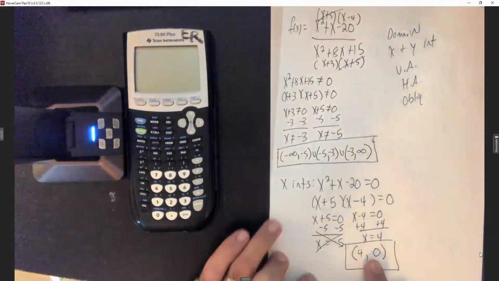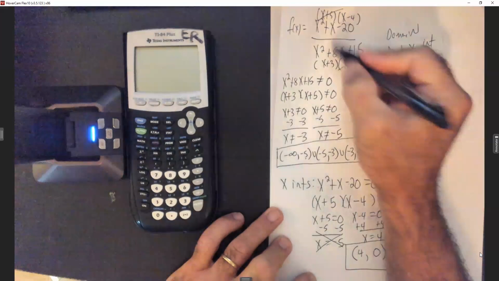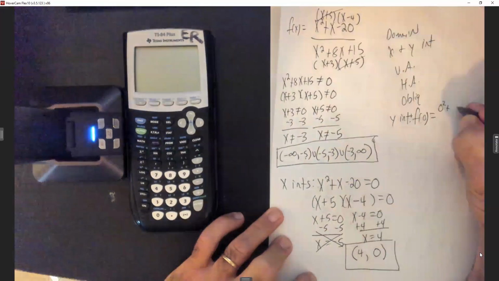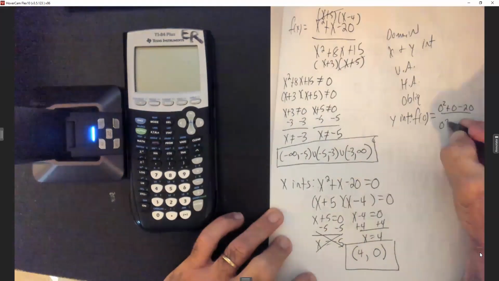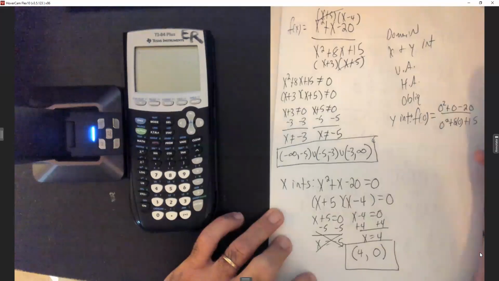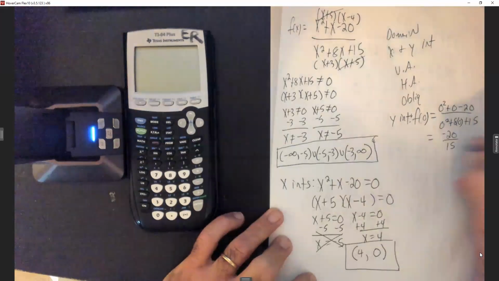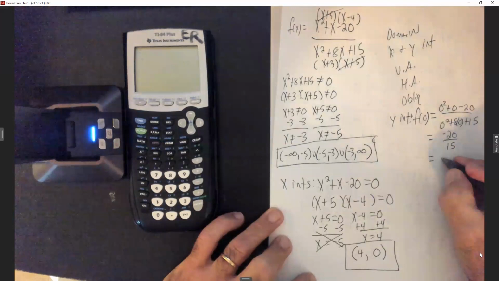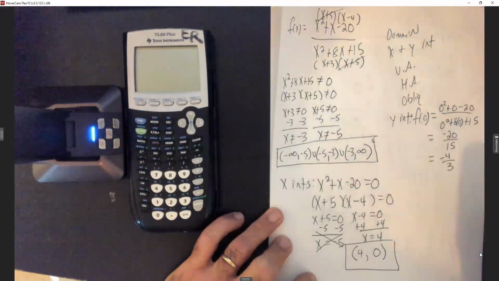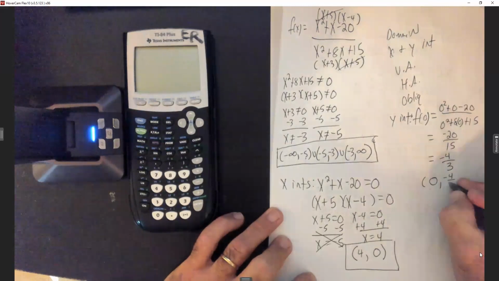Y-intercept. For the y-intercept, you find f of 0, which means put a 0 in for all the x's. So 0 squared plus 0 minus 20 over 0 squared plus 8 times 0 plus 15. So all these are zeros. So basically you get a negative 20 over 15, which will reduce to a negative 4 thirds. So the y-intercept has got to look like a point. It has a 0 for the x, because that's what I put in for all the x's, and then a negative 4/3 for the y value.